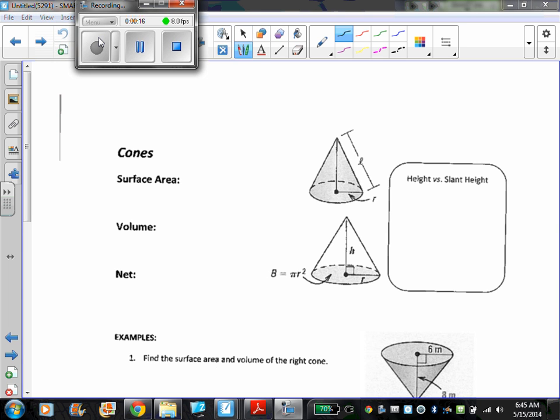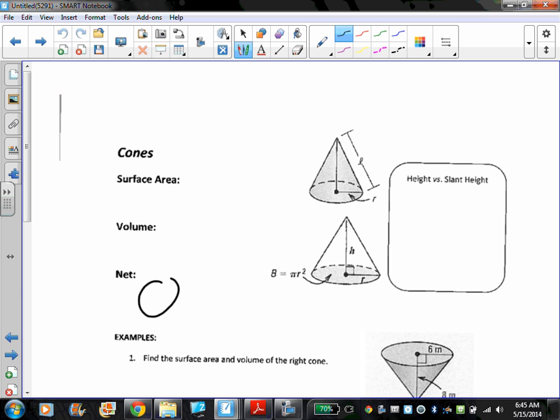So let's start with the net. I usually like starting with that. In a cone, you'll notice that at the bottom of the cone we have a circle. That's always going to be true. And then we have the cone part of the cone. It might be a little bit hard to see just from this, but if you were to unravel that part of the cone, you would end up with the center of a circle. Not a whole circle, but part of it.